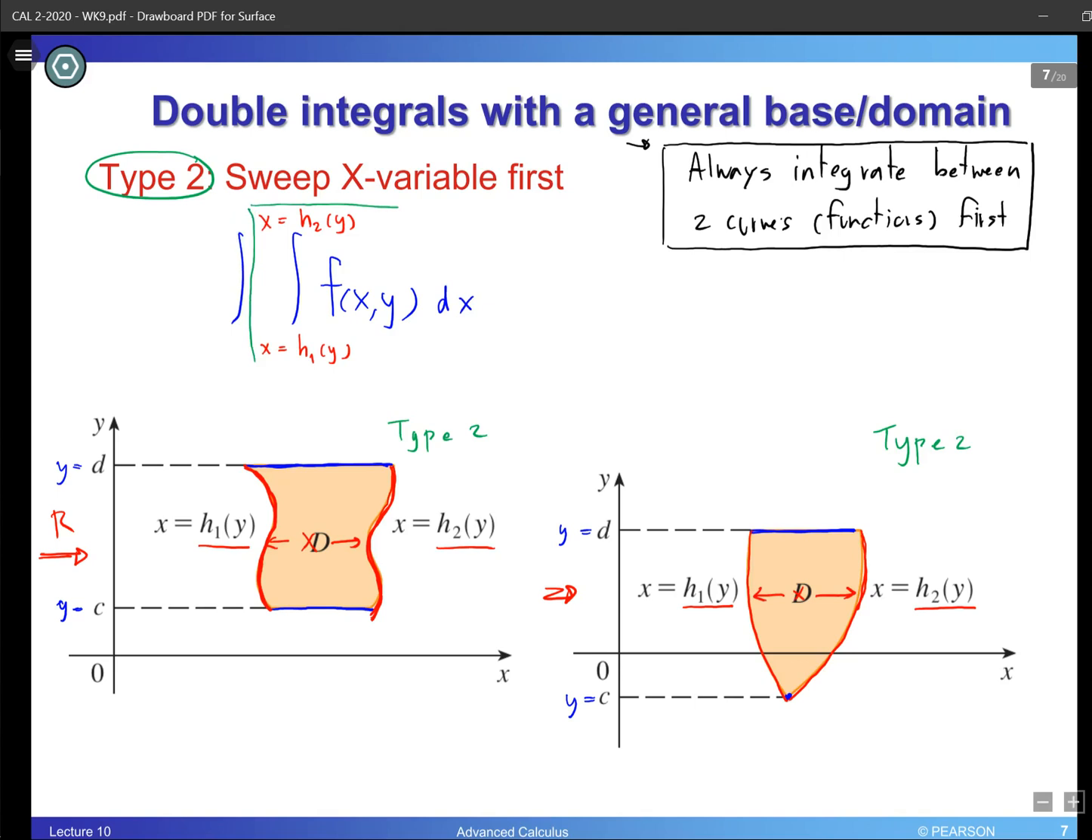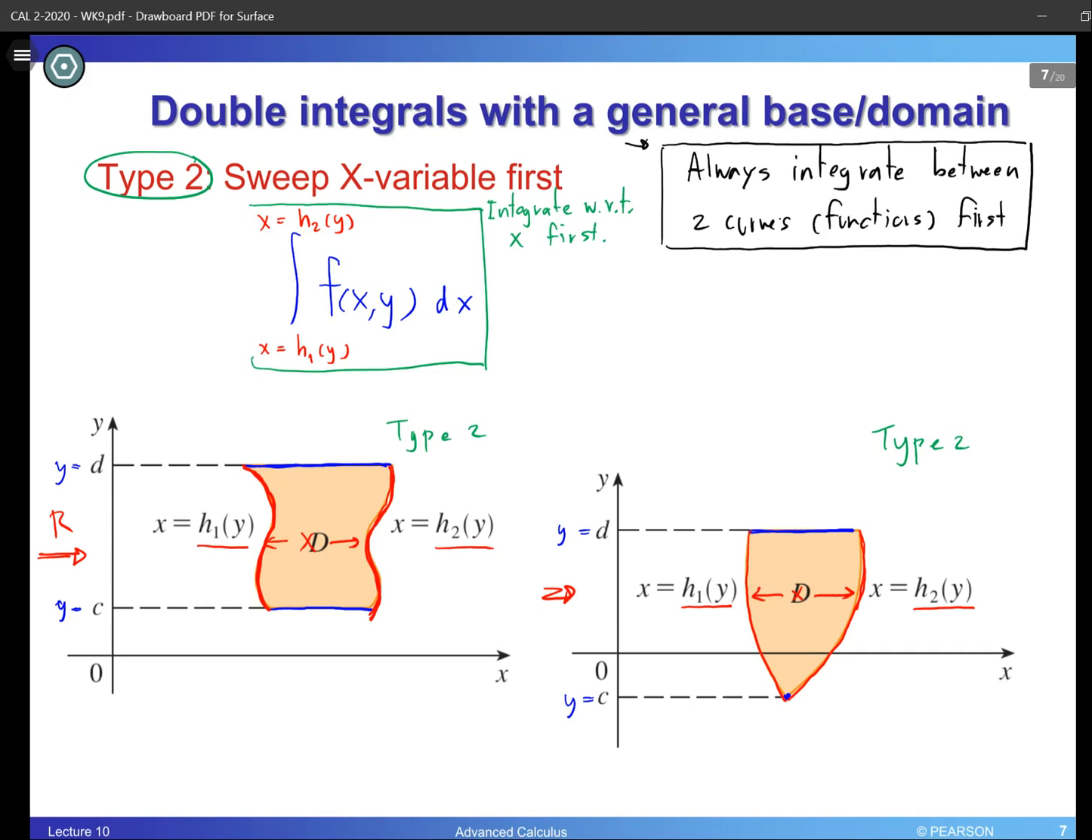Okay, now let's make a note right here. Integrate with respect to x first for this type 2. Okay, now once again I need to move this. Let me fix this one. This line right here, and then the second integration sign right there.